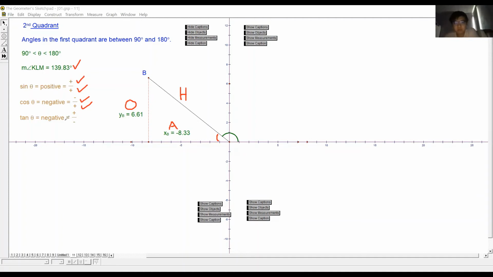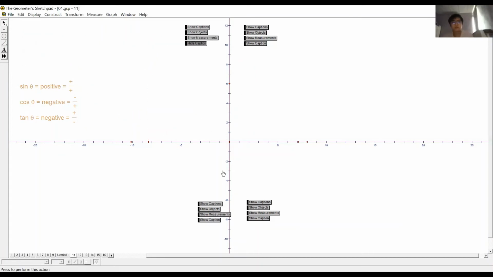Then we look at tangent. Tangent is opposite over adjacent. Opposite is this length here, the y, a positive number. Adjacent is this line, the x coordinate, a negative number. So positive divided by negative, as a result, the tangent in the second quadrant is a negative number. So far, okay? Then we clear this and go on to the third quadrant.